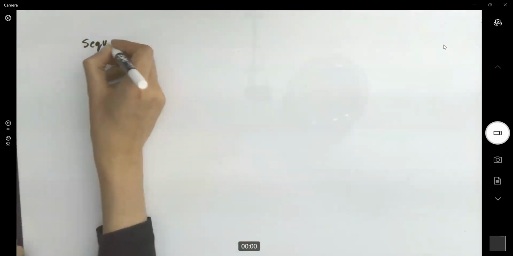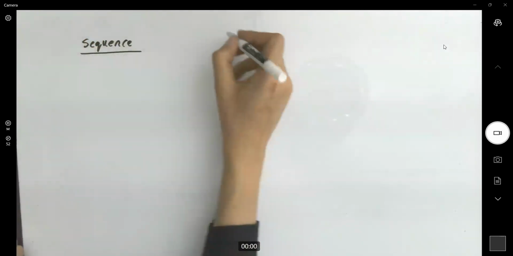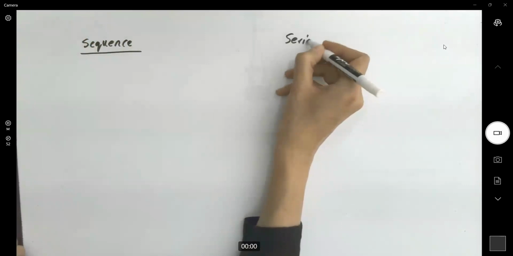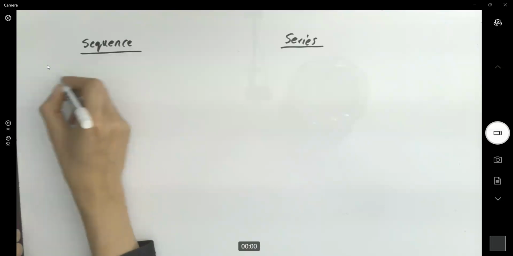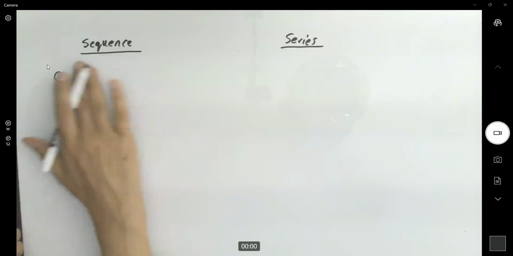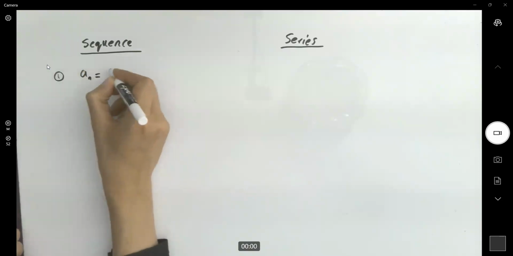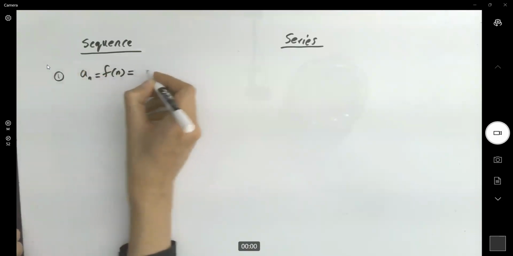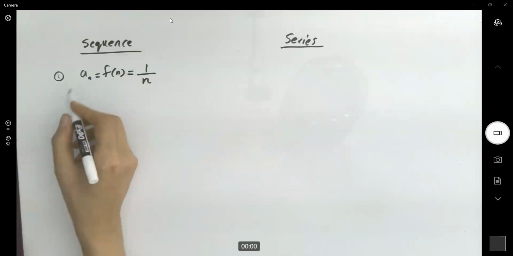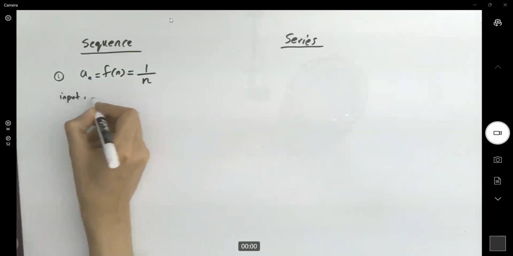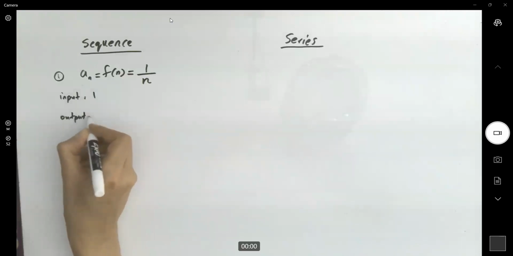A sequence, what's the behavior of a sequence? What's the behavior of a series? Guys, you need to compare these to feel comfortable about the behavior of a sequence and the behavior of a series. So, for example, suppose I define A sub n as f of n, 1 over n. Okay. So what do we know? We know that if the input value is 1, our output value is 1.